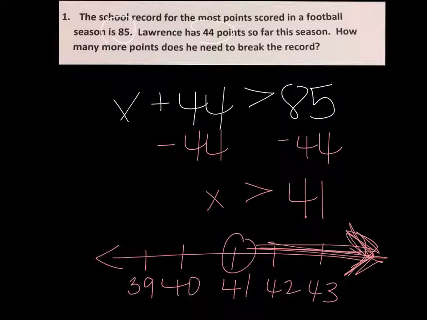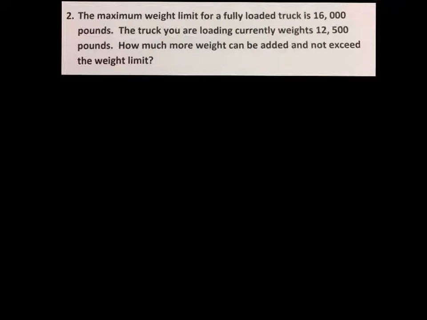Let's look at number 2. The maximum weight limit for a fully loaded truck is 16,000 pounds. The truck you are loading currently weighs 12,500 pounds. How much more weight can be added to not exceed the weight limit? Now, if we're not exceeding, what you need to ask yourself is, can it be exactly that much? And it can. So I know something has to be less than or equal to 16,000. Can't be more, but it can be that much.